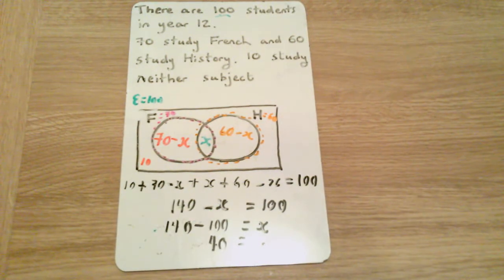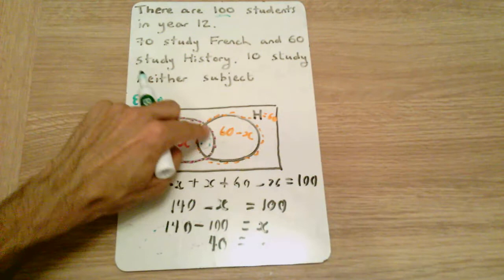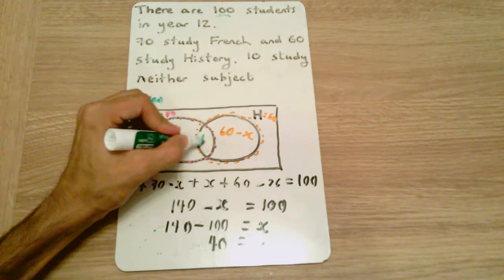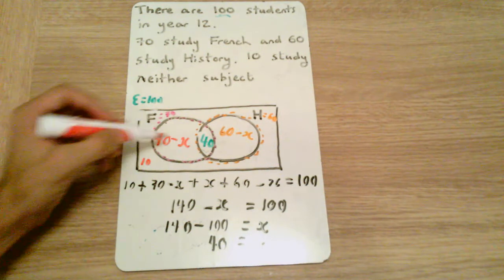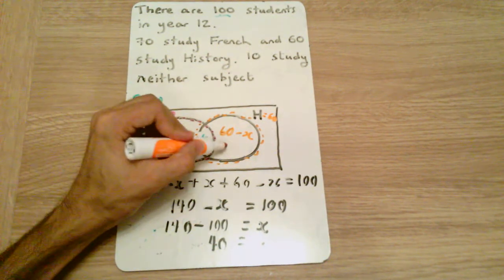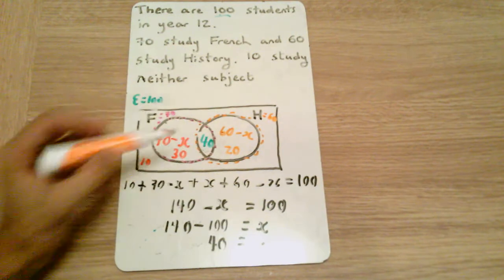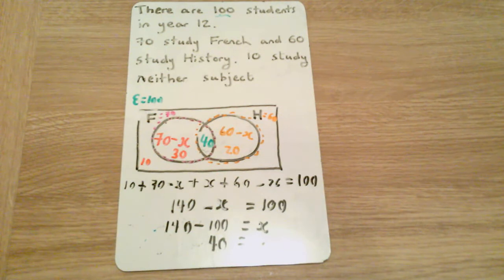So if we now know the value of X, we can actually sub into our Venn diagram. If this value over here is 40, I can now write underneath the value of 40. That means the circle on the left-hand side is equal to 70 minus 40, which is 30. And then the circle on the right-hand side is equal to 60 minus 40, which is 20. We can see 10 plus 30 is 40, plus 40 again is 80, plus 20 is 100. And effectively, that's what it is.